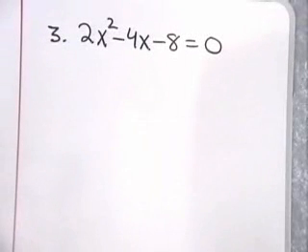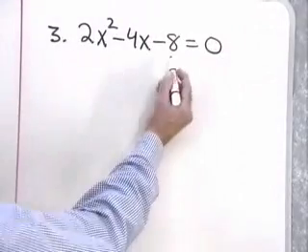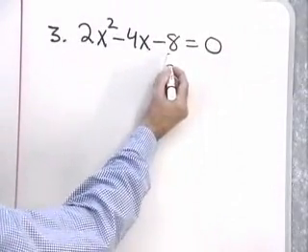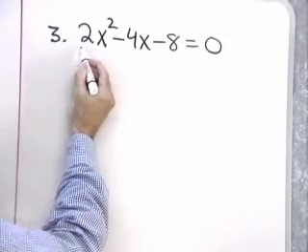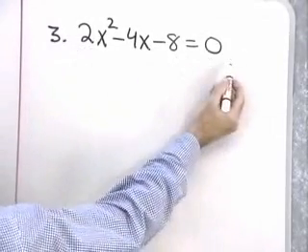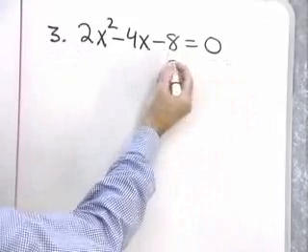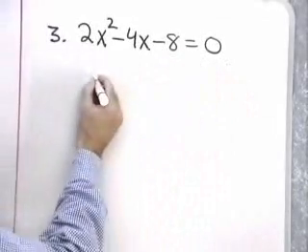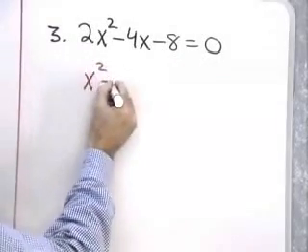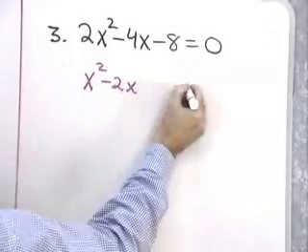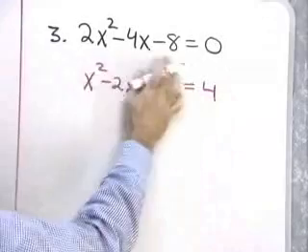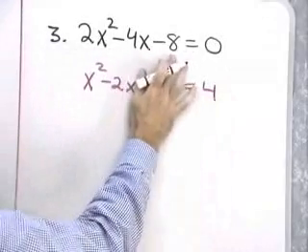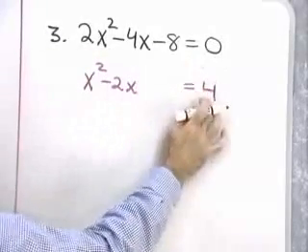This time I have 2x squared minus 4x minus 8 equals 0. I need to do two things. I need to get rid of this constant term on this side, and I also need to make this coefficient of x squared 1. So I'm going to divide both sides by 2, and then I'm also going to add the opposite of this to both sides. When I do that, I'll end up with x squared minus 2x is equal to positive 4. So I divided everything by 2. That gives me x squared minus 2x minus 4, and then I add positive 4 to both sides.